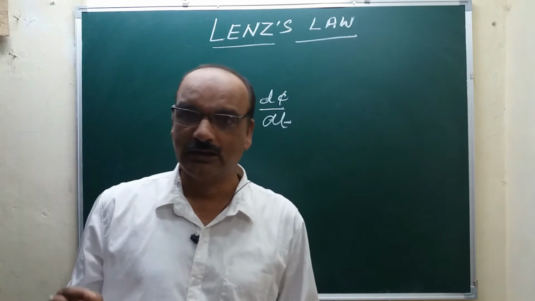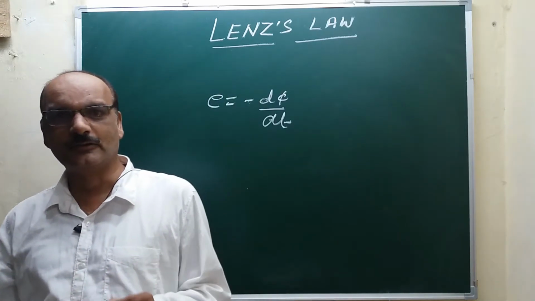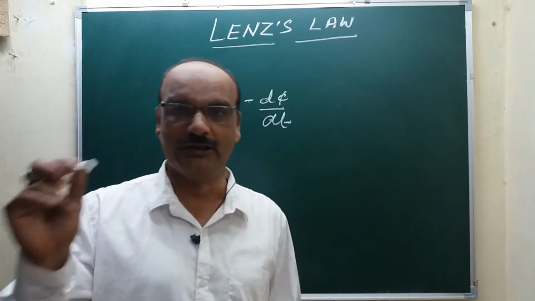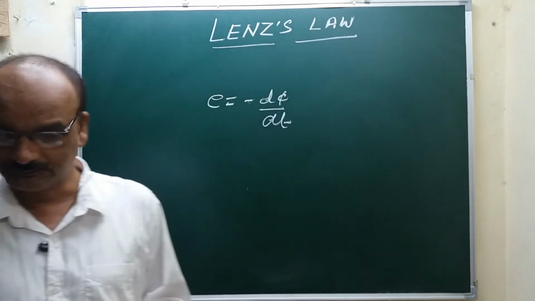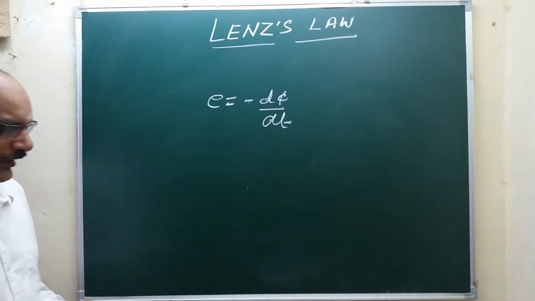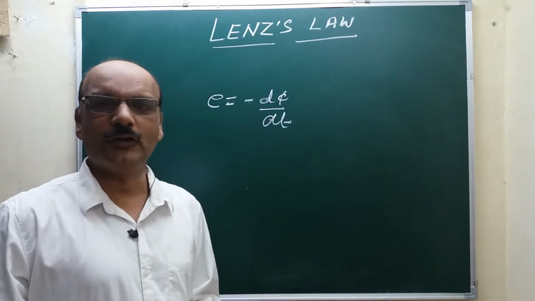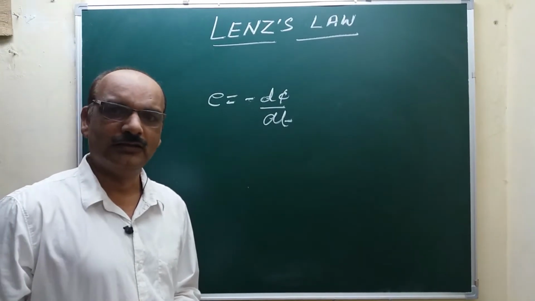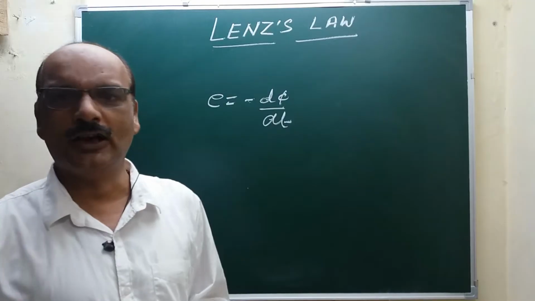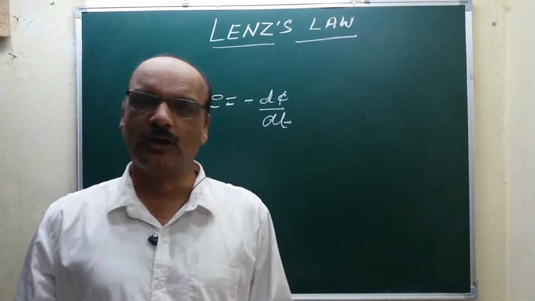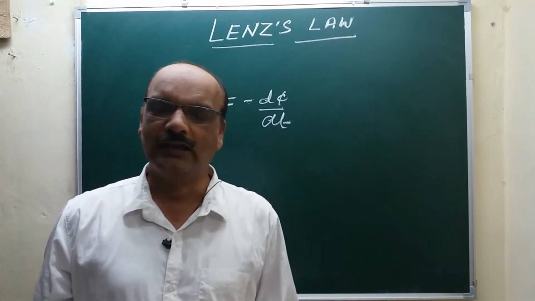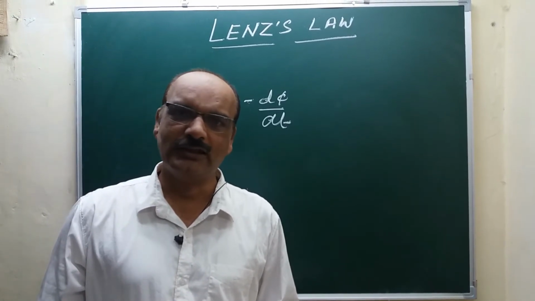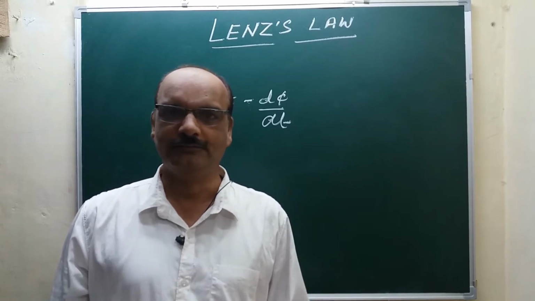याद रखिए कि इंड्यूस्ड करंट की डायरेक्शन कुछ ऐसी ही होगी कि उस कॉज को अपोज करेगा जिसकी वजह से प्रोड्यूस्ड हुई है. क्लियर? Now using this law we are going to give the direction of induced current, right? And in this video we are going to solve 5 or 6 problems and we are going to find out the direction of induced current. Let us discuss question number 1.